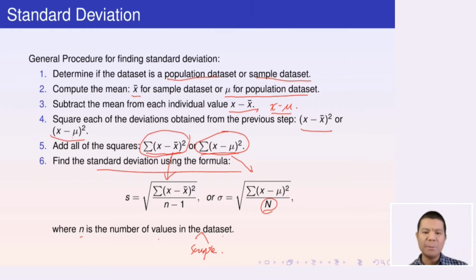If it is a sample standard deviation, we have this formula. If it is a population data set, we have this formula. Just be careful on that. So this is how we can find the standard deviation. Now, let's consider an example.